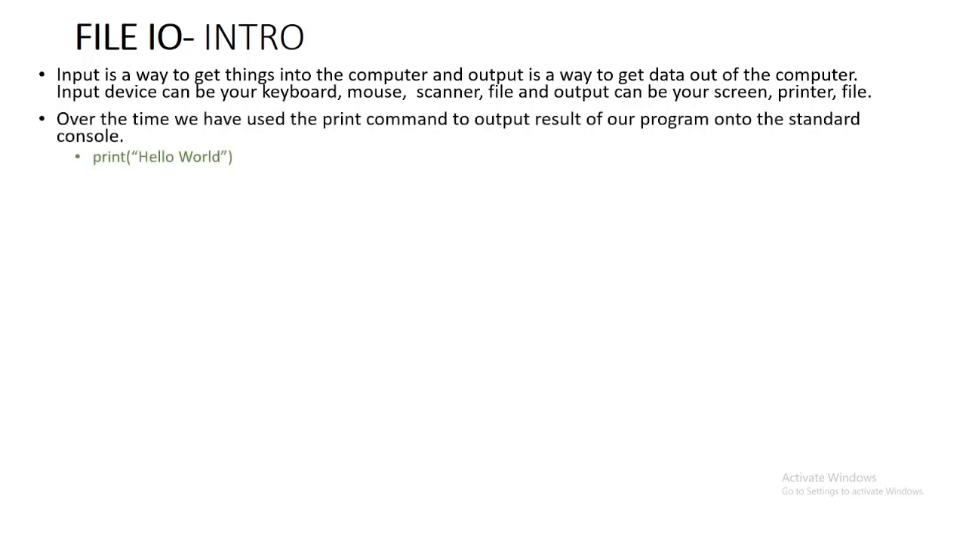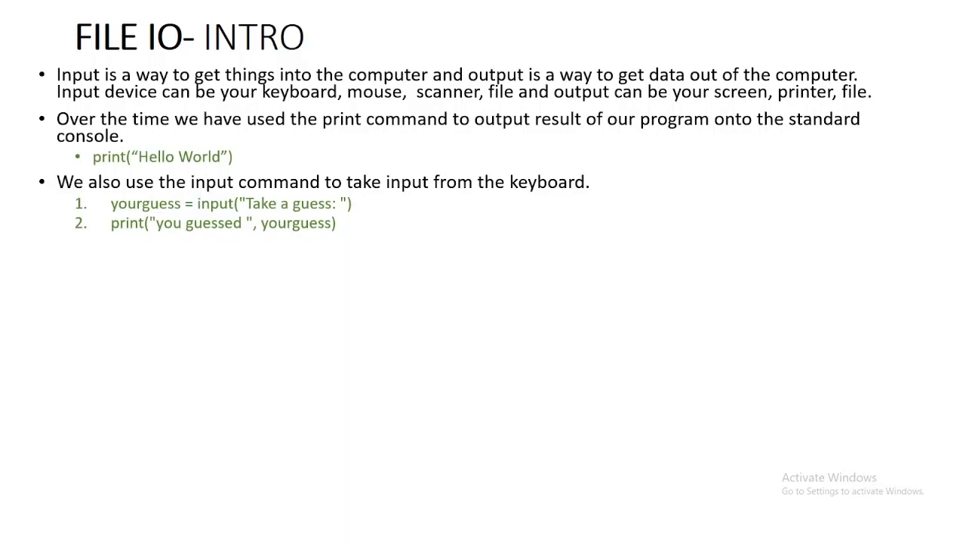Over time, we've used the print command to output results of our program onto the standard console. So we've been using print hello world, for instance, and then we see that result on the computer screen. We've also used input commands to take input from the keyboard. Right here is an input and output code. This does the input from your keyboard, and this does the output to your standard console.